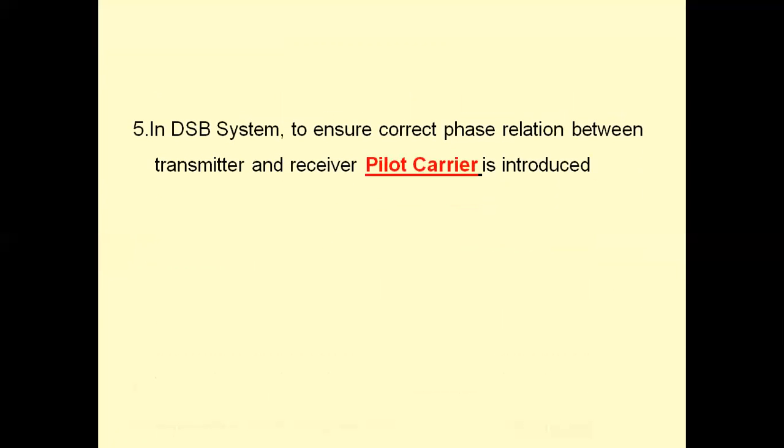In the DSBSC system, to ensure the correct phase relation between transmitter and receiver, a pilot carrier is introduced. That carrier is introduced to provide the correct phase relation. By making use of that particular carrier, we perform demodulation to recover the original message signal at the distant end.